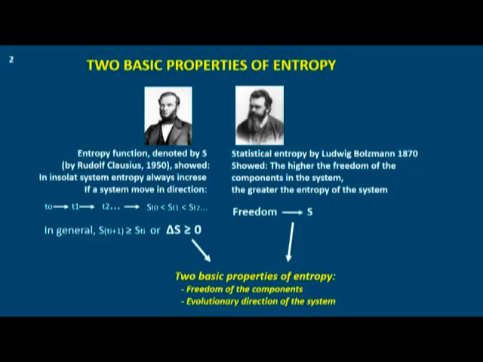For example, when the system moves from state ST1 to state ST2, then the entropy S at ST2 is always greater than the entropy at ST1. End state entropy minus initial state entropy is greater than or equal to 0. The sign equal to is used when the system is in equilibrium. In general, delta S is greater than or equal to 0.